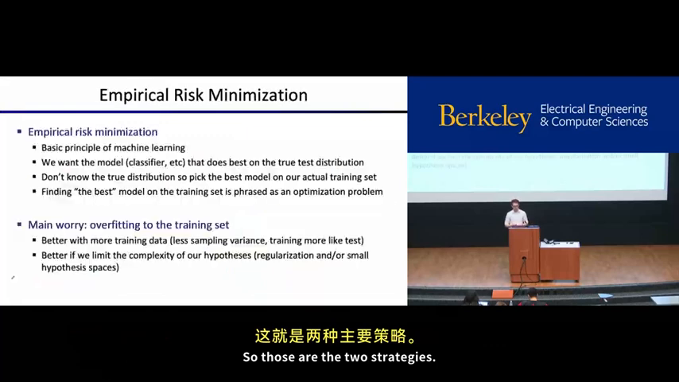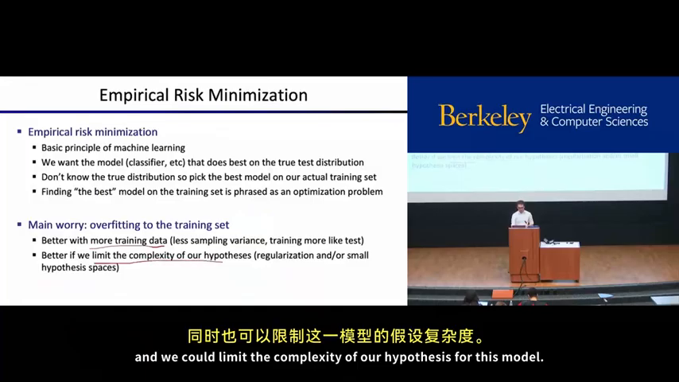So those are kind of the two strategies. We could get more training data, and we could limit the complexity of our hypothesis for this model.